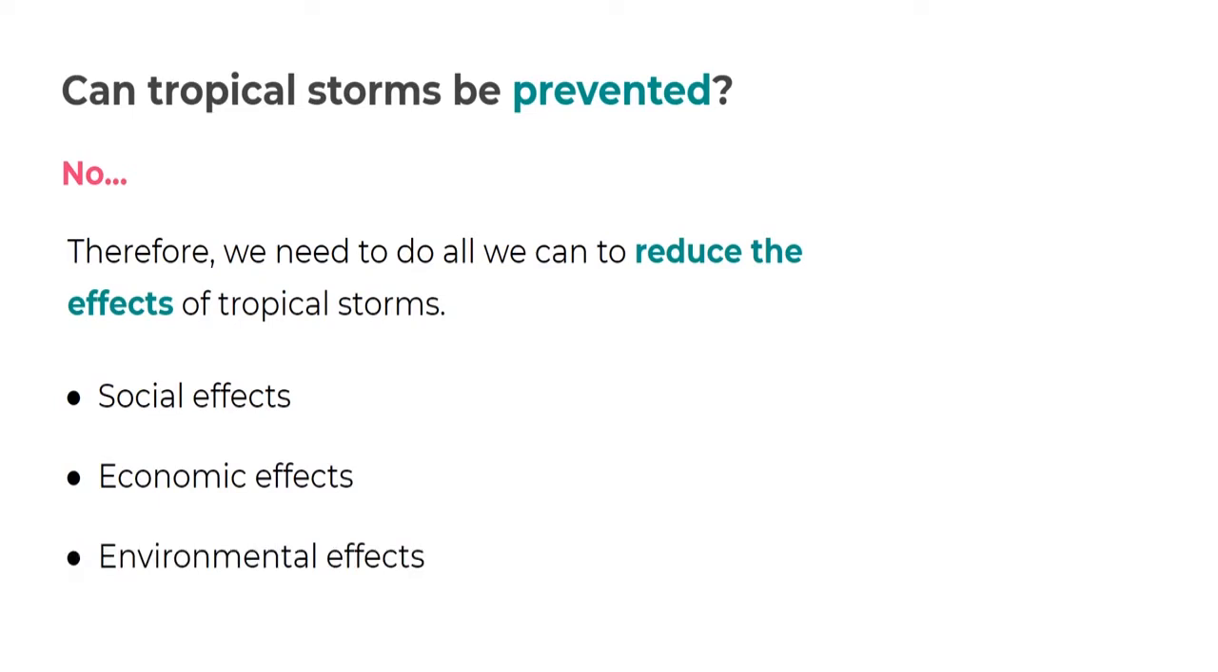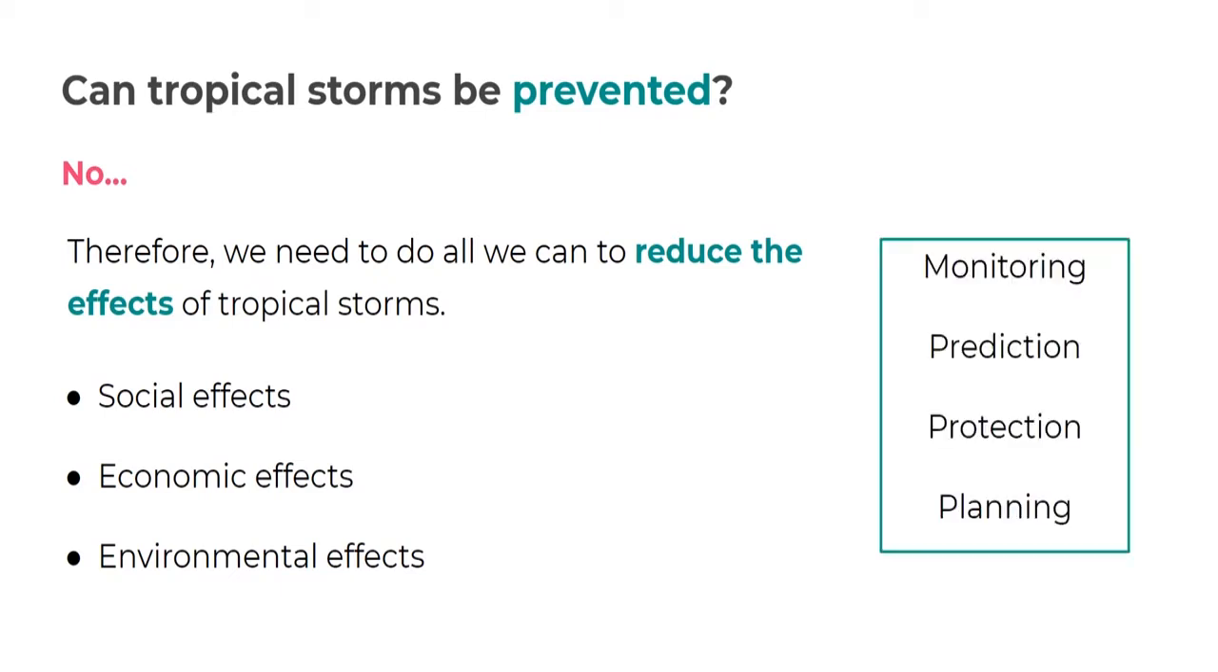So what can we do to make sure that if tropical storms are going to occur in areas at risk, we try to minimise the amount of damage that can be caused? And there are 4 different ways that we can do this, and we're going to review those 4 ways in our lesson today. The 4 ways are monitoring, prediction, protection, and planning. And we're going to be finding out what each of those mean in the rest of this lesson.